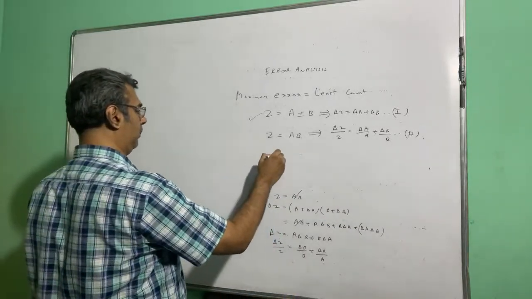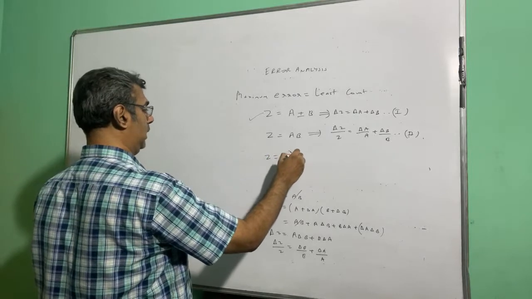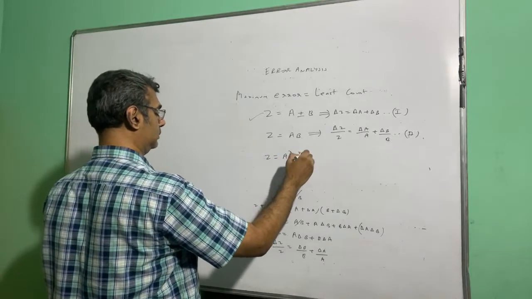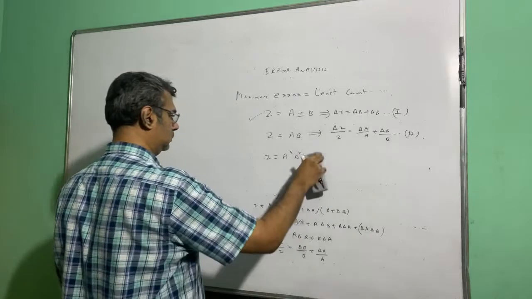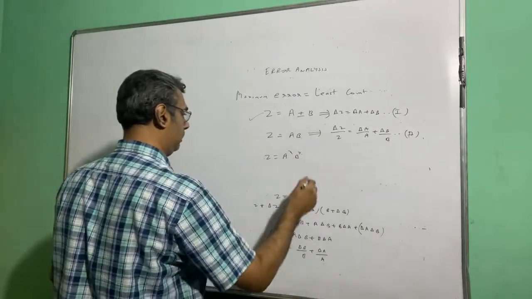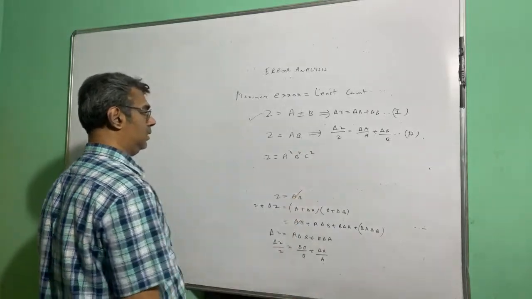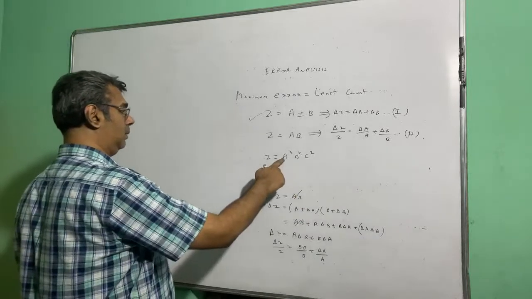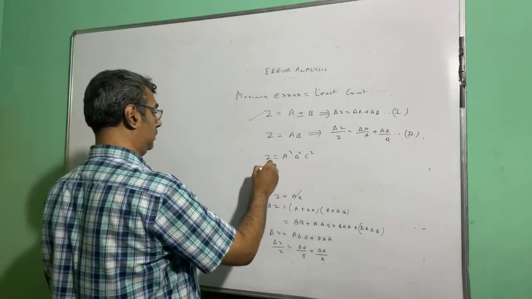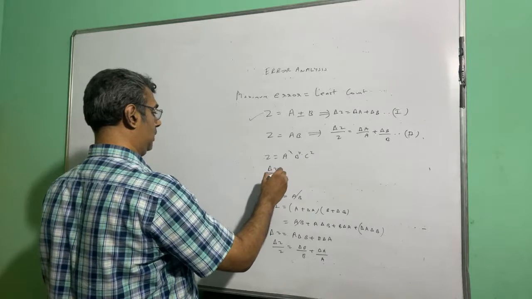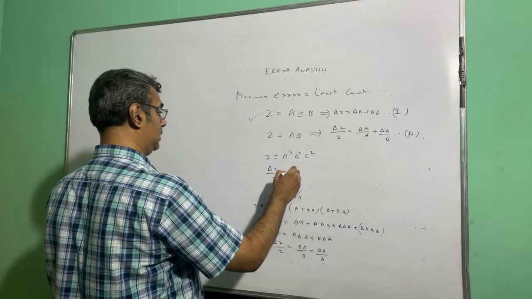So suppose z is a to the power x, b to the power y, c to the power z. So delta z by z.